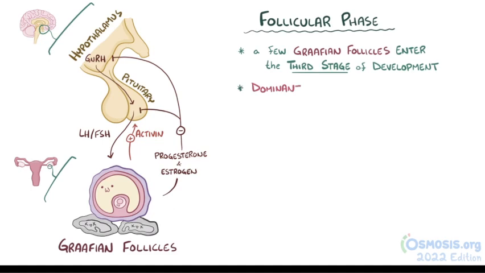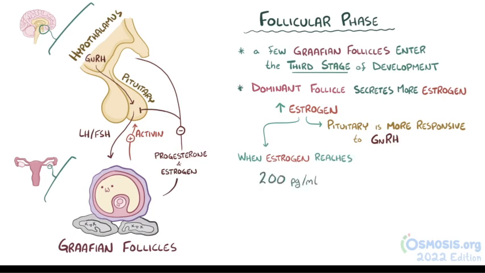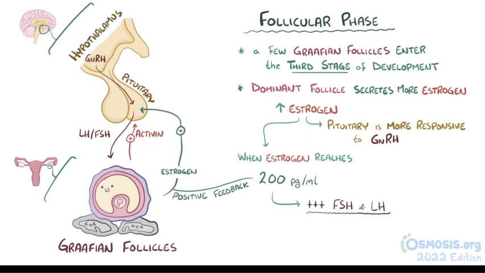The dominant follicle keeps secreting estrogen for the rest of the follicular phase. The steady increase in estrogen makes the pituitary more responsive to the pulsatile action of hypothalamic GnRH. When blood estrogen levels reach 200 picograms per milliliter, dominant follicle estrogen becomes a positive feedback signal. That is, it makes the pituitary secrete a whole lot of FSH and LH in response to GnRH.